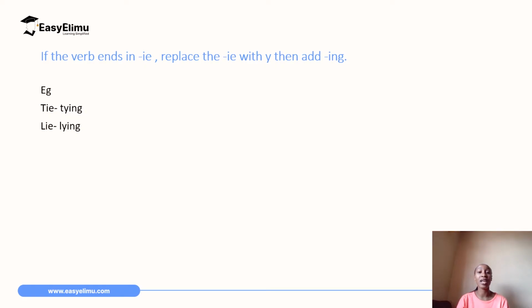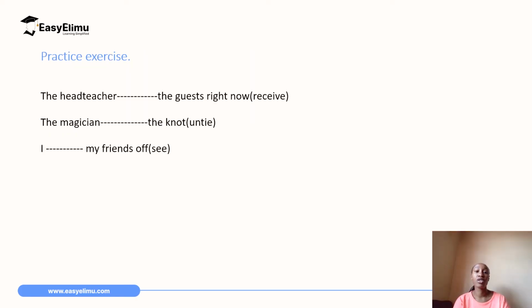Another word like tie, T-I-E, you drop the IE, then you add Y, then you add ing to form tying. So that's it for the continuous aspect.